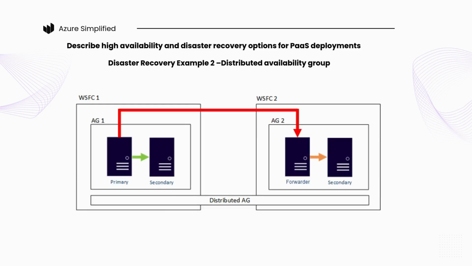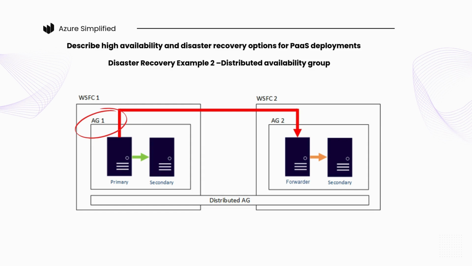This diagram represents a distributed availability group architecture in SQL Server. It shows 2 separate Windows Server failover clusters, WSFCs, each containing a SQL Server Always On availability group, AG. A distributed AG is used to replicate data between these clusters for higher availability and disaster recovery. Components of the diagram: WSFC1, primary AG, primary and secondary replicas.